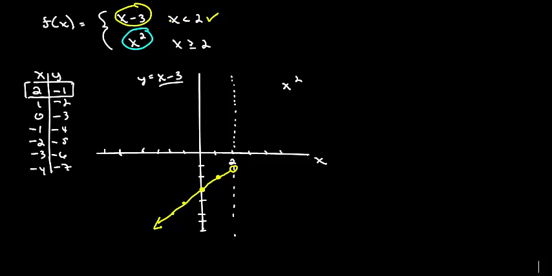We're done with this side now. We don't have to do anything else over here. Notice that I put an arrow over here because this graph continues on forever in this direction. If I just stop my line, that's not correct. Also, I do not put an arrow over here because we do need to stop at this point.